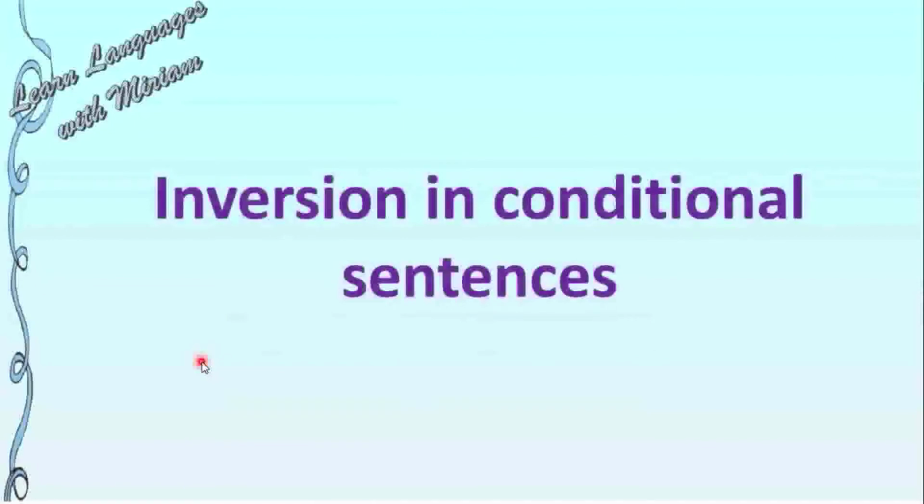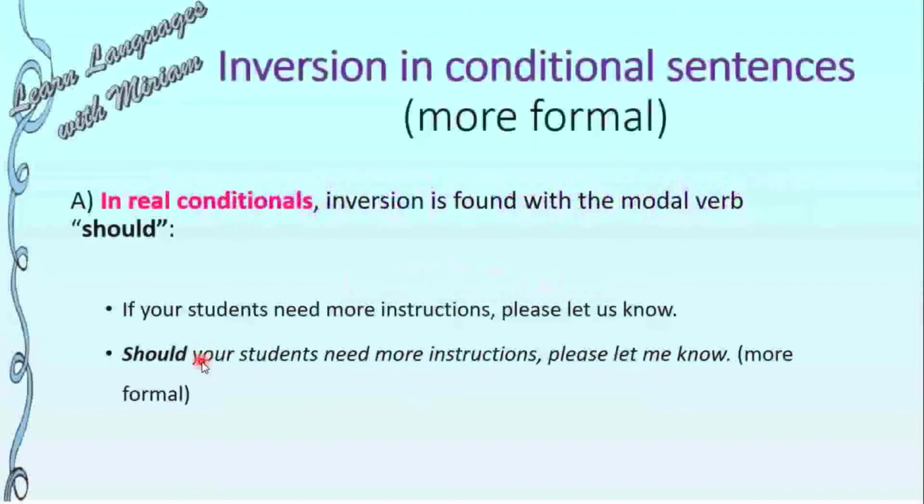Now I'm going to explain to you what the inversion in conditional sentences is. So, what do we use this inversion for? For making the sentence more formal. I give you two possibilities. First one, in real conditionals, inversion is found with the modal verb should. I give you an example. If I want to say, if your students need more instructions, please let us know.